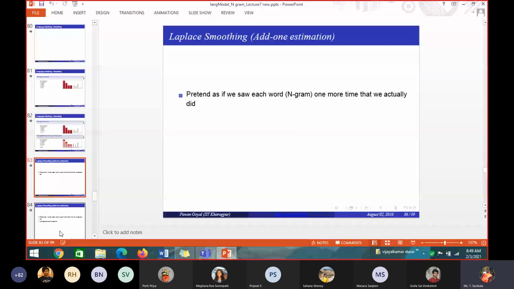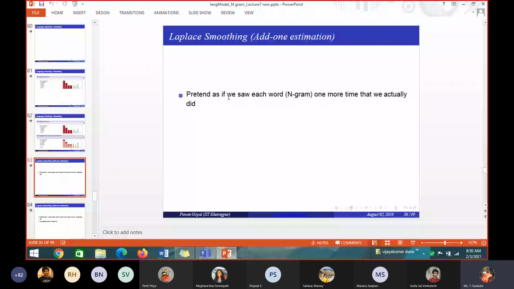Please make a note. They may ask Laplace smoothing or its other name, add one estimation. Don't wonder what add one estimation means; it is just another name for Laplace smoothing. The simple method, Laplace smoothing, is also called add one smoothing. Here you pretend as if you have seen every n-gram at least once. That's why it is called add one smoothing. So if the word is not present, I will pretend as if I have seen it.